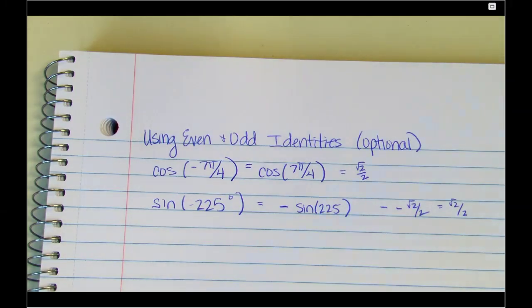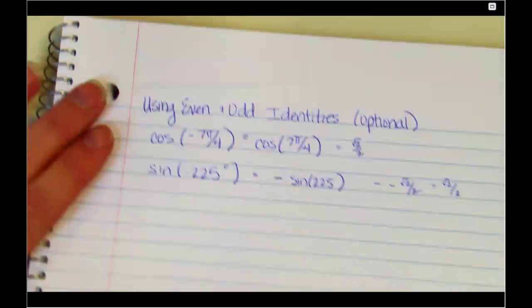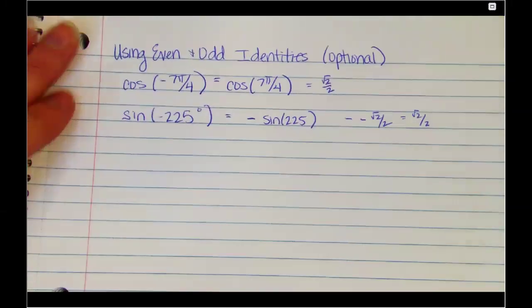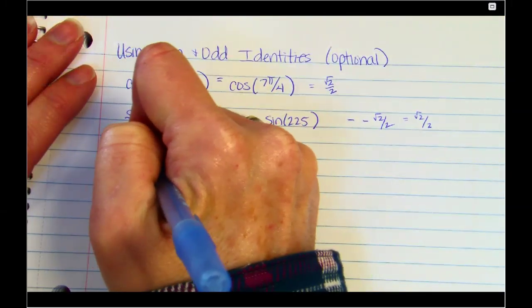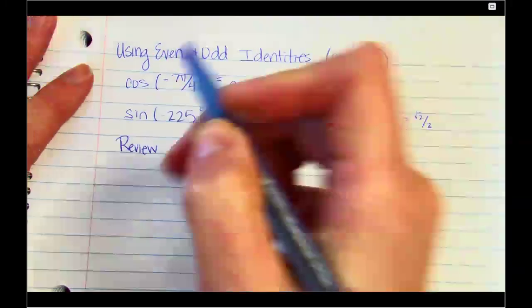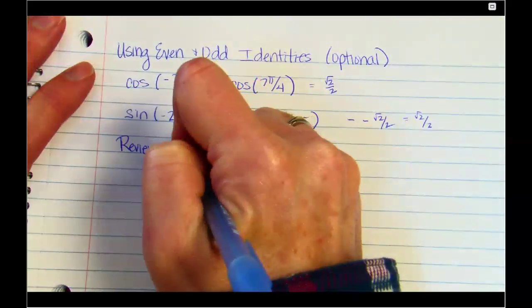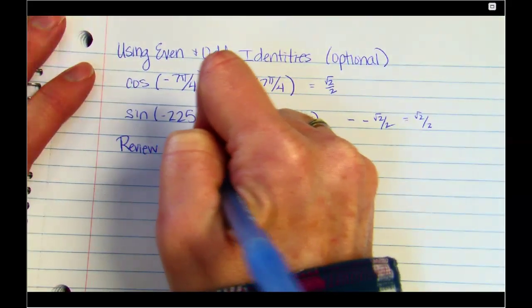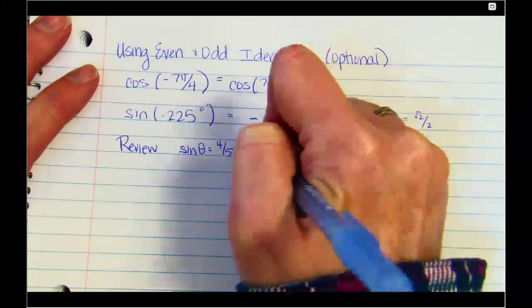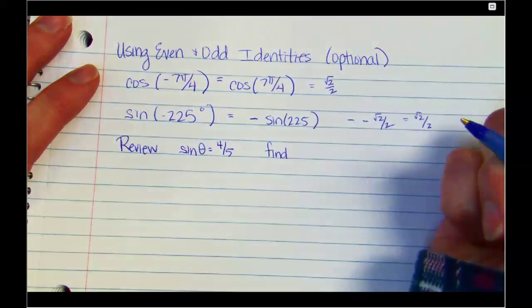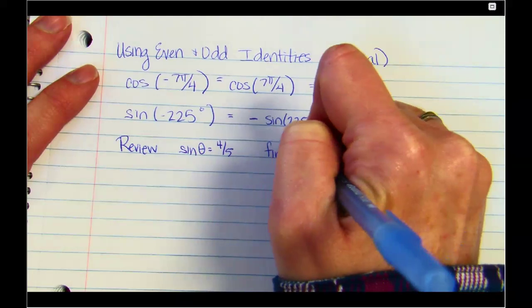Okay, now I want to remind you, this is a little bit of a way back review. We did this though. So let's say that we know that the sine of an angle is 4/5, and I want us to find the cosine of that angle.